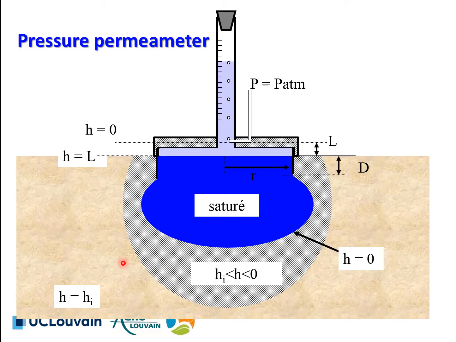A more advanced and practical approach is a pressure infiltrometer, as shown in this figure. In this case, the water infiltration bulb will be deformed as compared to the expected bulb below a circular disc. This deformation will depend on the depth of the insertion of the water reservoir. The pressure permeameter is coupled to a Marriott device, allowing to maintain a constant head at the soil surface.